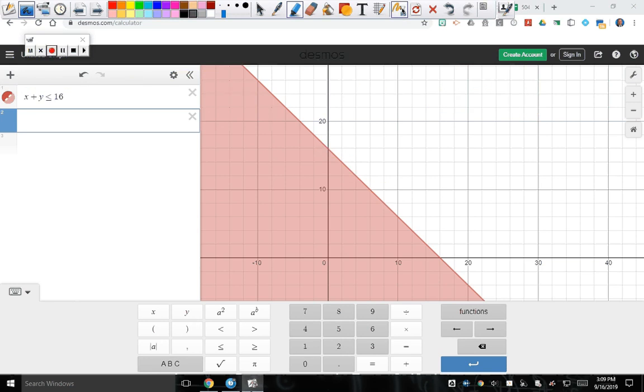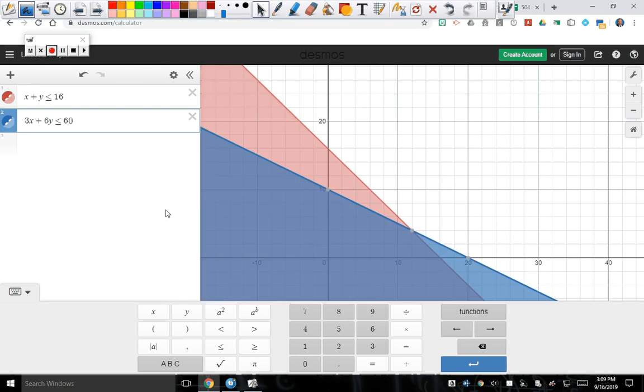We're going to put in our next equation. And our next equation, Elijah, is 3x plus 6y is less than or equal to 60. Oops. There you go. 3x plus 6y. And notice I'm finding that inequality symbol there at the bottom. And then 60. And there's our shaded region. The double shade right now is our current answer. Okay? It's our current answer.